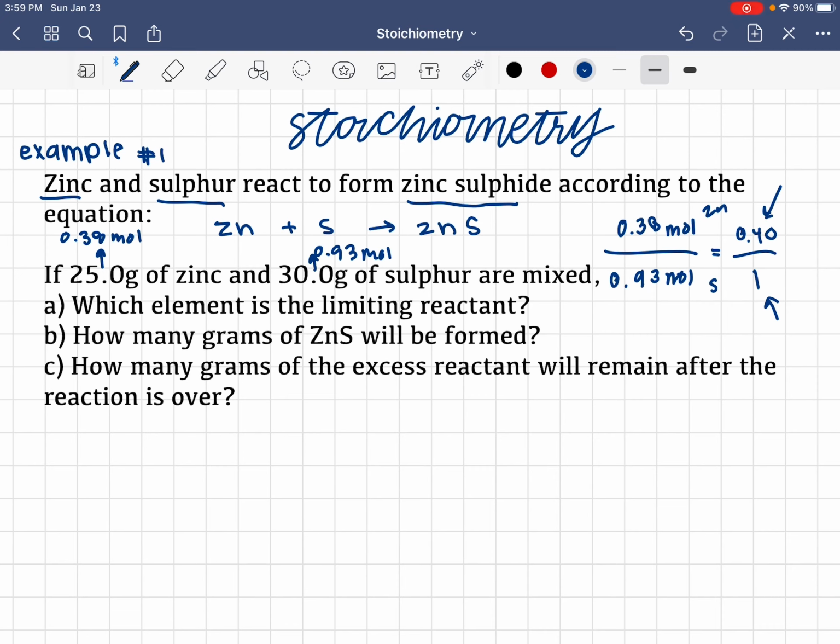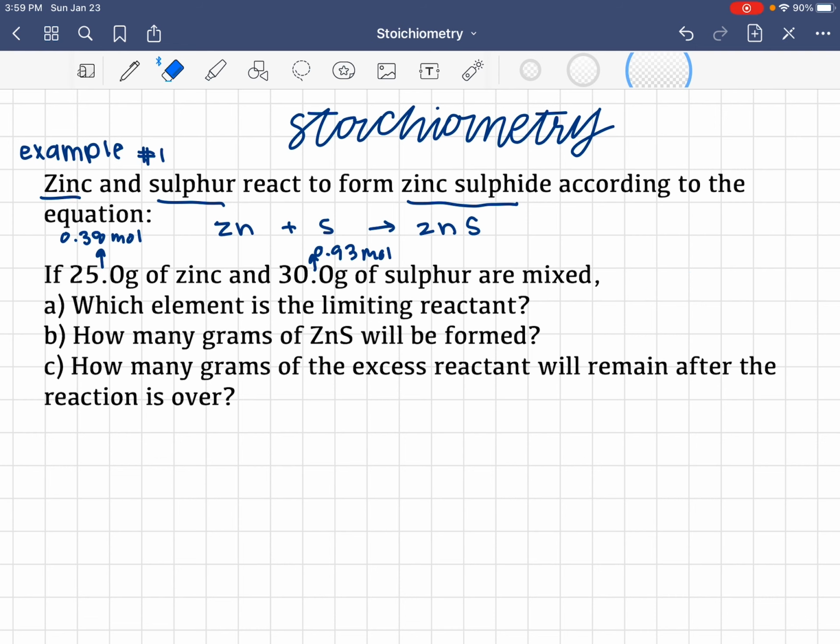Now looking at our equation, we see the ratio is 1 to 1. So when I compare it side to side, you see there is enough sulfur, but there isn't enough zinc, which means zinc is our limiting reactant, because we see how this does not meet that. Since there are only 2 reactants in this equation, the other one is the excess reactant. Okay, so zinc is our limiting reactant.